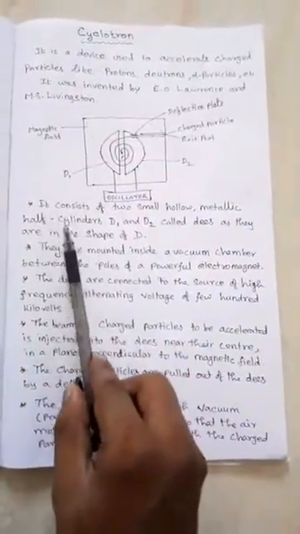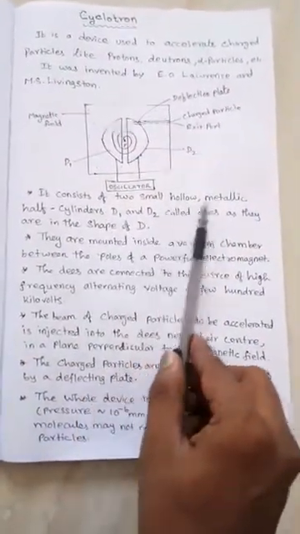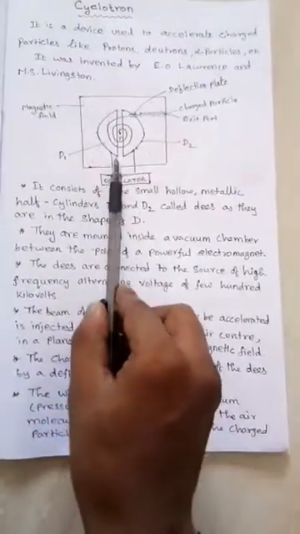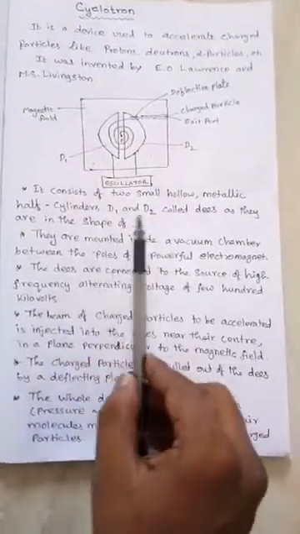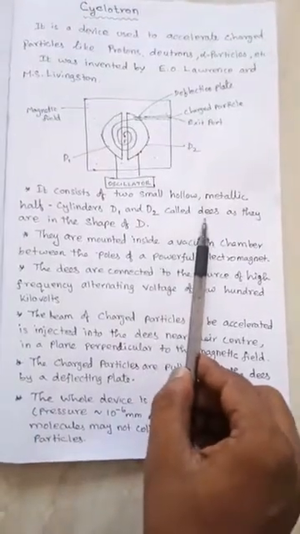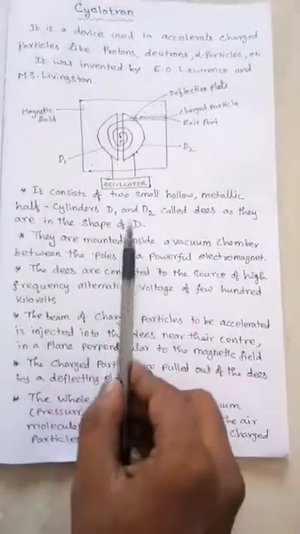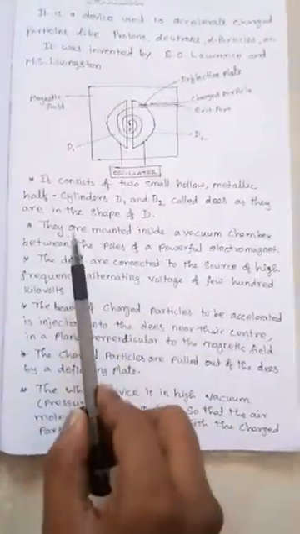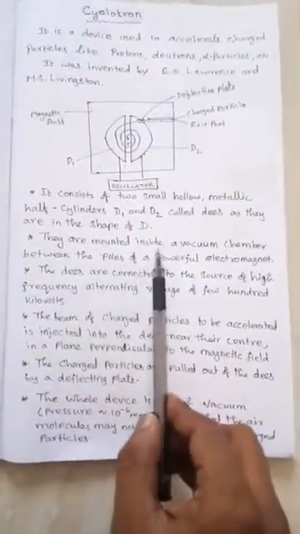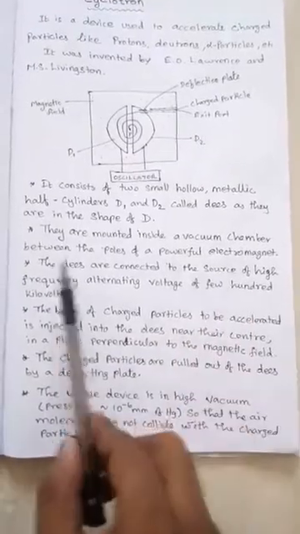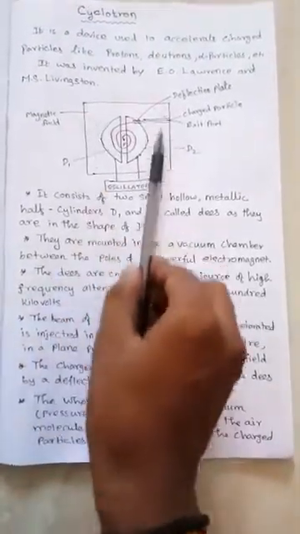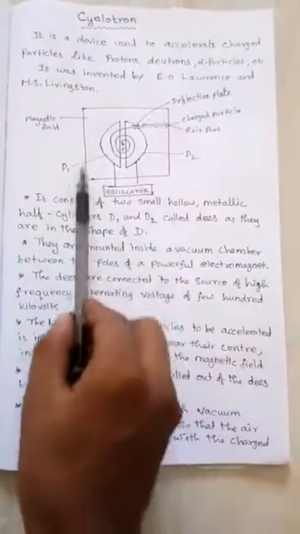Construction. It consists of two small hollow metallic cylinders, D1 and D2. They are called Ds as they are in the shape of a D. They are mounted inside a vacuum chamber between the poles of a powerful electromagnet, surrounding fully, a powerful magnet placed.